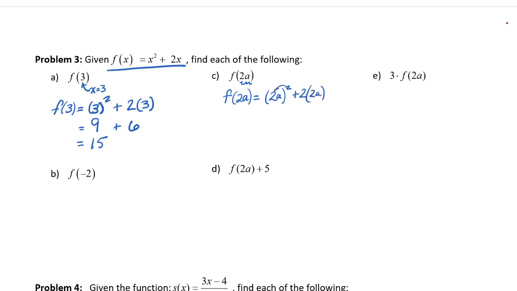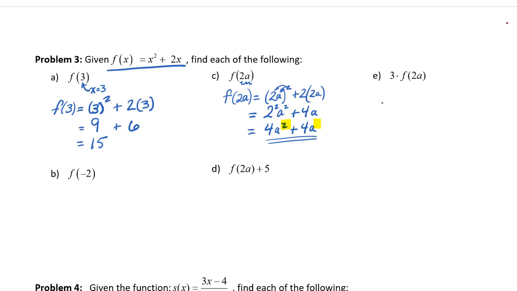2a squared, we can distribute that square in because the 2 and the a are multiplied together. So we will have 2 squared times a squared, or just 4a squared, plus 4a. This simplifies to 4a squared plus 4a. Notice that these two terms do not match because the degrees are different. So we cannot combine this any further. The exponent on the first term is 2, and the exponent on the second term is 1, and so we've gone as far as we can with this statement.